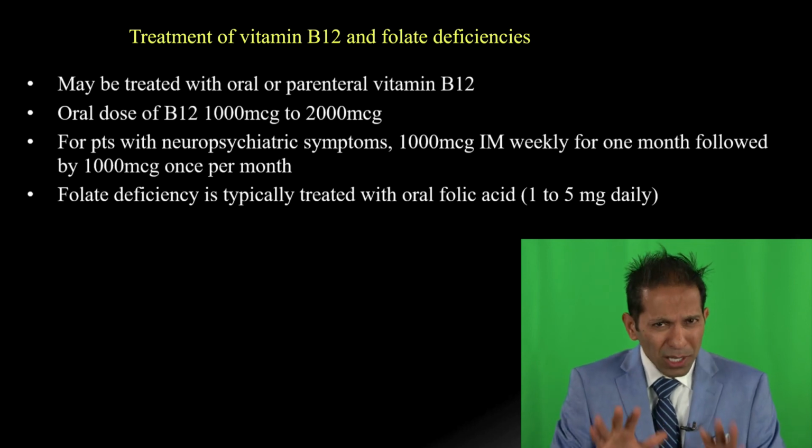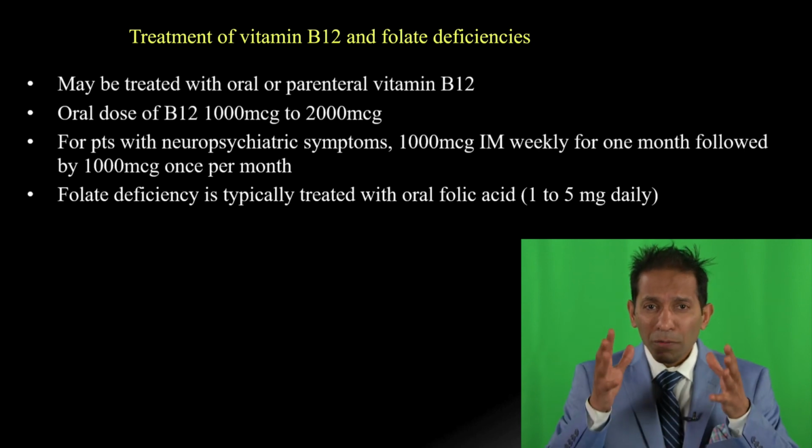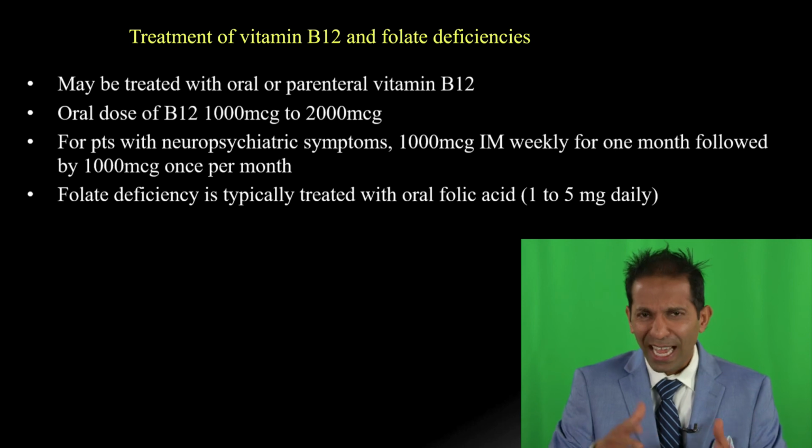Now with this, we are done with B12 and folate deficiency, anemia and megaloblastic anemia. We will talk about normocytic anemia and hemolytic anemia in the next couple of minutes. So I'm going to stop it here.